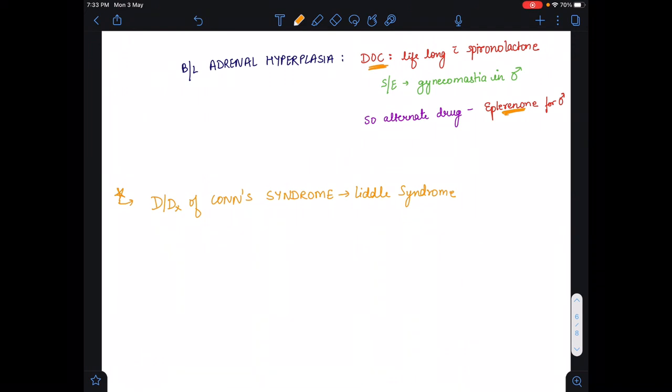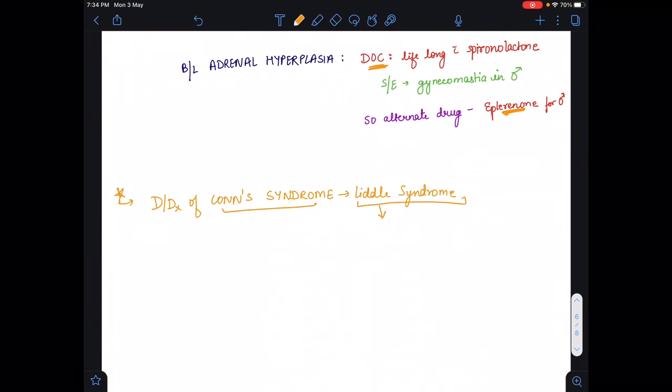So one more point I want to discuss is the differential diagnosis of Conn syndrome. As we know, in Conn syndrome, there is an adrenal tumor of the first layer of the adrenal cortex, which causes an increased level of aldosterone, and aldosterone acts on the epithelial sodium channel, and it causes sodium and water reabsorption and potassium and hydrogen loss. The same is in Liddle syndrome, but basically the difference is that in Liddle syndrome, there is an increase in the function of the epithelial sodium channel.